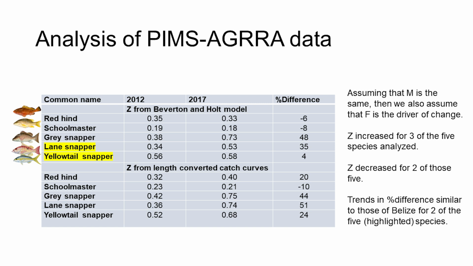And for Z, I wasn't able to estimate F. So an increase for the lane snapper and the yellow snapper and the gray snapper, and a decrease in the red hind and schoolmaster. Now, the decrease in F, we don't know what's happening with that. I still have to look into why there's a decrease. But there is a trend that we can see.